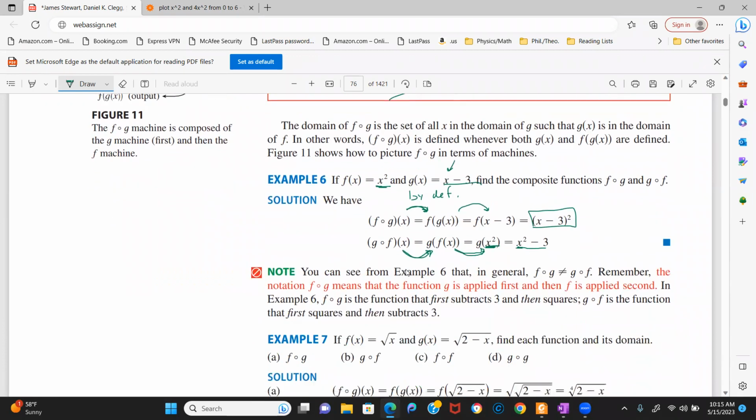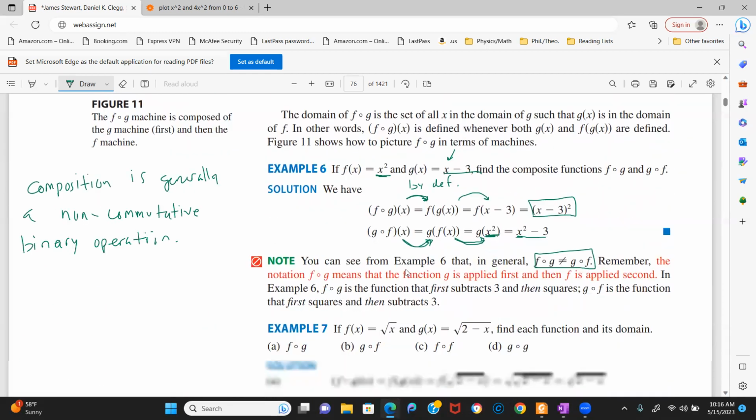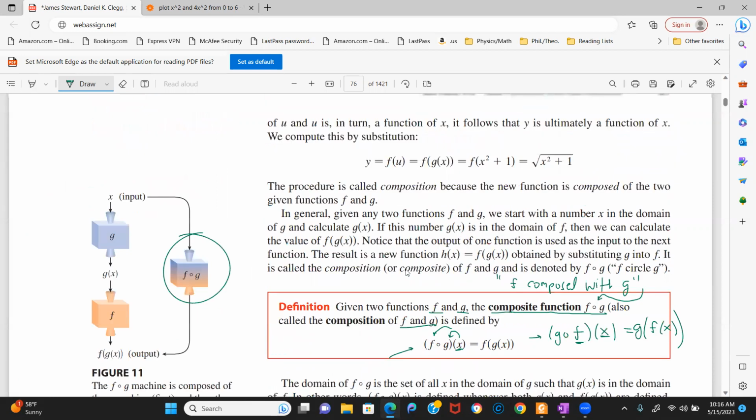And this is an important point. Note that this operation is generally not commutative. So composition, let me write this over on the side, is generally a non-commutative binary operation, unlike addition and multiplication.